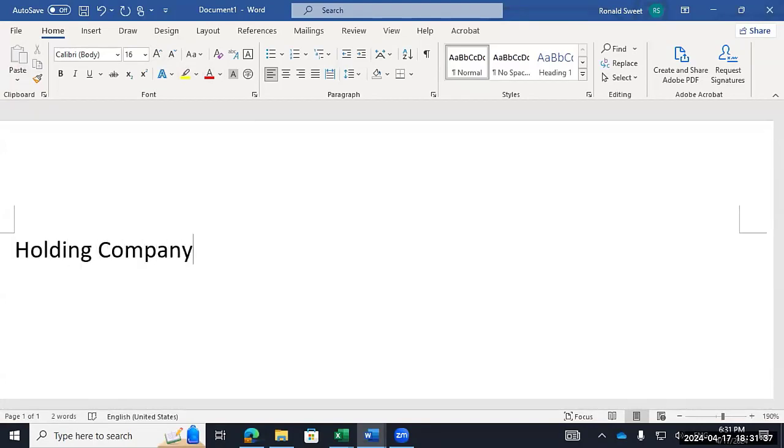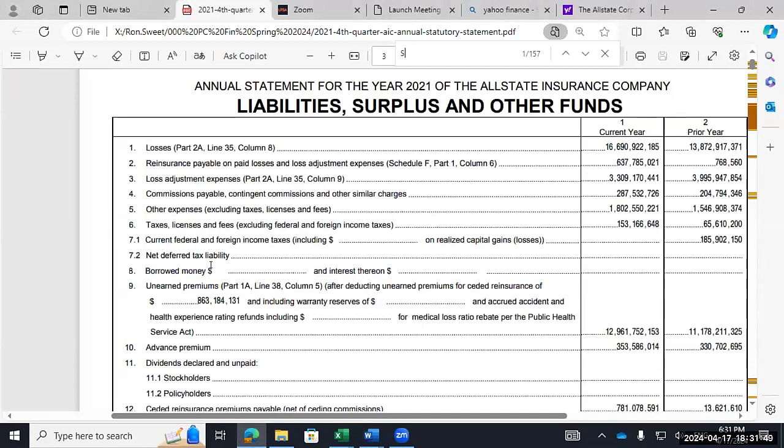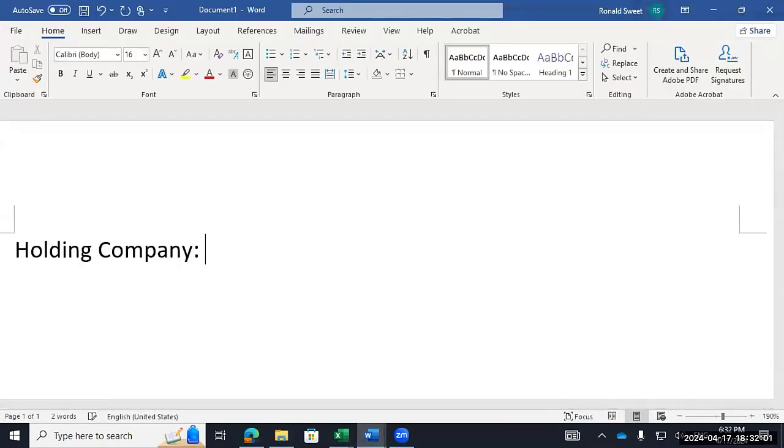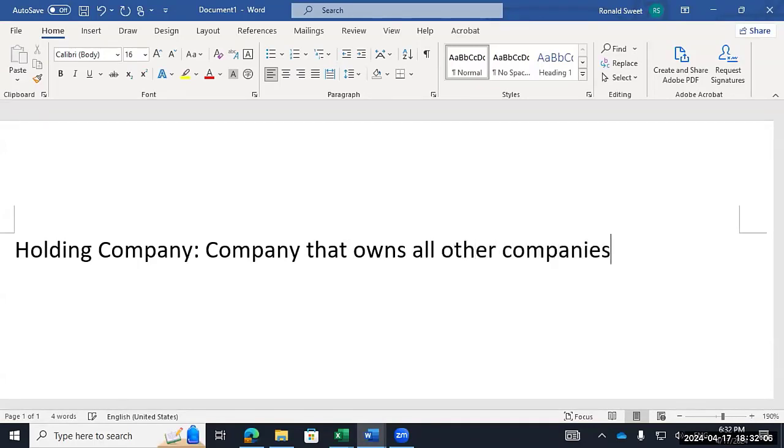Do y'all know what a holding company is? Most insurance companies use holding companies, probably banks as well. So Allstate does have a holding company. I'm going to show it to you later. But Allstate has a holding company. That means there's a company that owns all other companies. It's at the very, very, very top. So Allstate Holding Company owns Allstate Insurance Company.